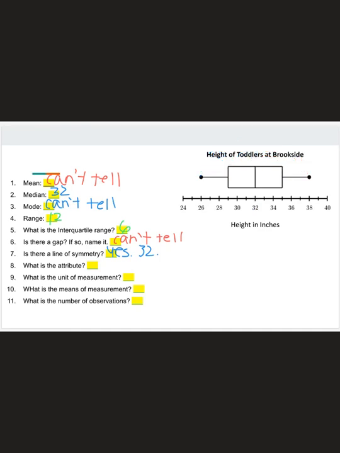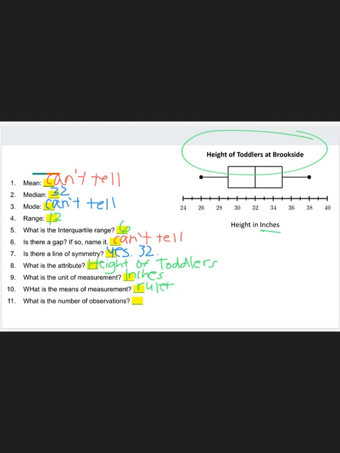What is the attribute? We're looking at the title. So height of toddlers at Brookside. What is the unit of measurement? It says height in inches. What is the means of measurement? So how do we measure inches? You could say ruler, you could say yardstick, anything that measures inches.